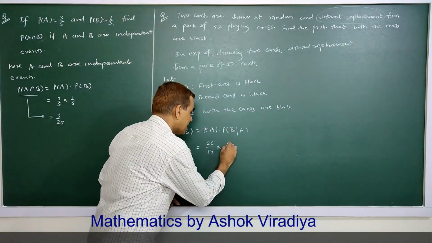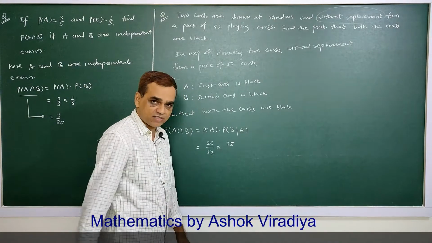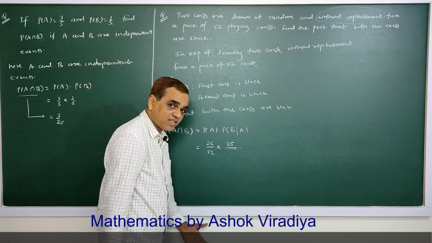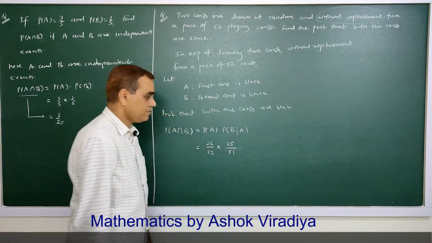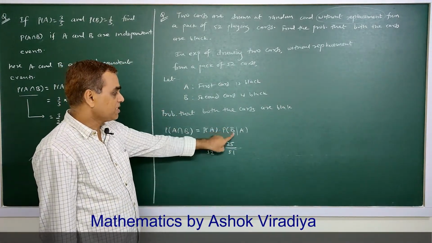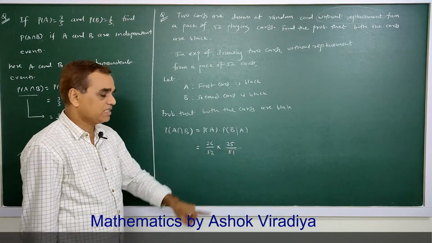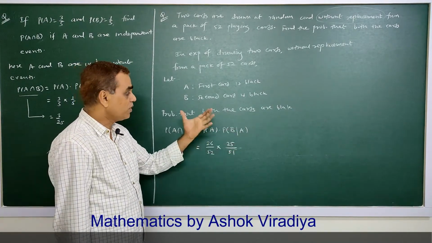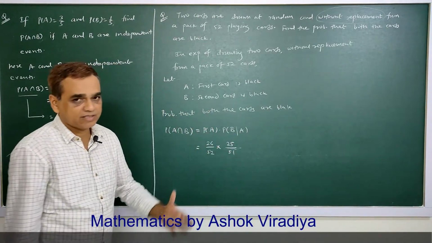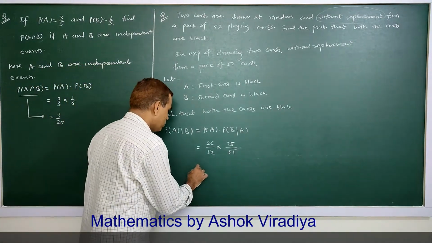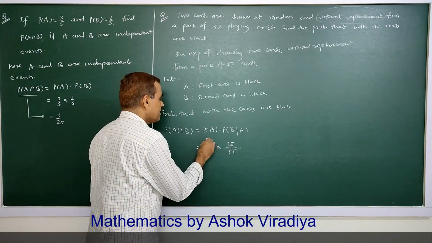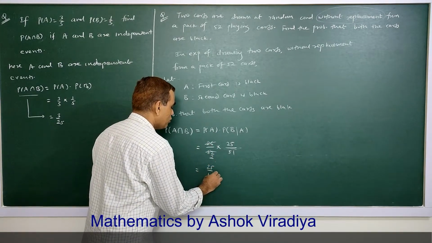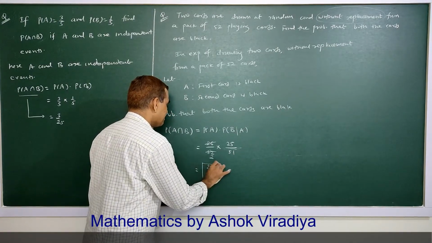So you have to select any one from 25 black cards out of total number of cards 51. So probability of B is 25 by 51 if A occurs. So this is without replacement. So this is equal to, so this is 26 into 2, 52. So 25 by 102, it is required probability.